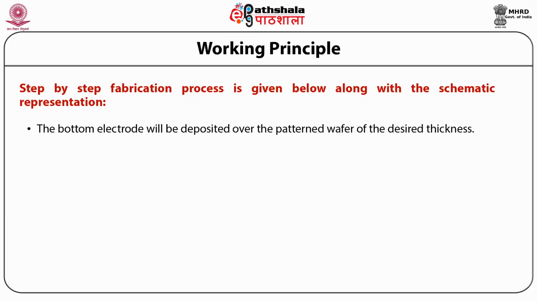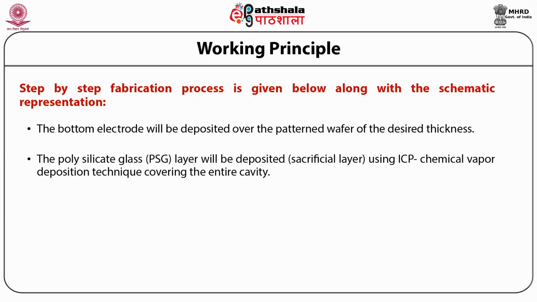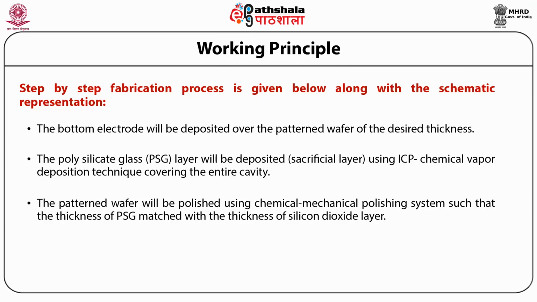Now the next step is the polysilicate glass. The polysilicate glass, that is the PSG layer, will be deposited as the sacrificial layer using the ICP chemical vapor deposition technique, which covers the entire cavity. The patterned wafer will be polished using chemical mechanical polishing such that the thickness of the polysilicate glass matches the thickness of the silicon dioxide layer.